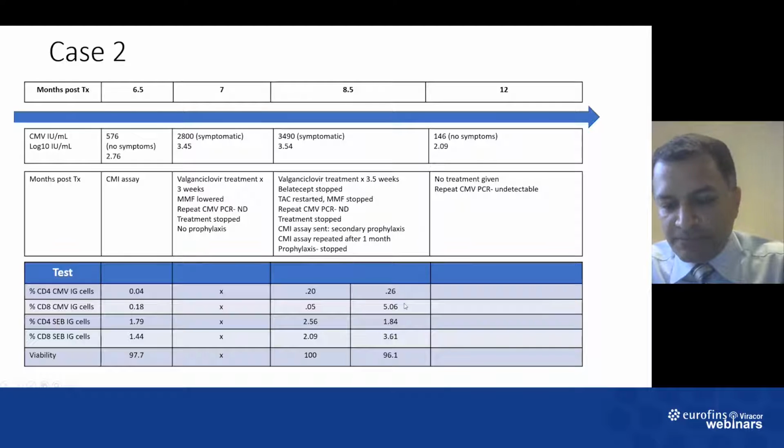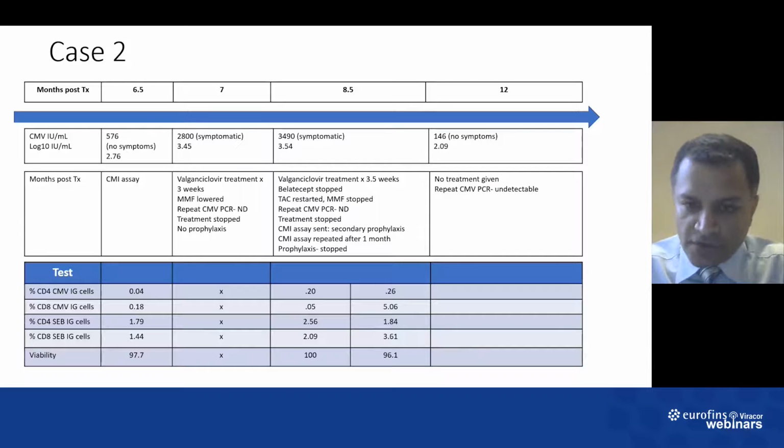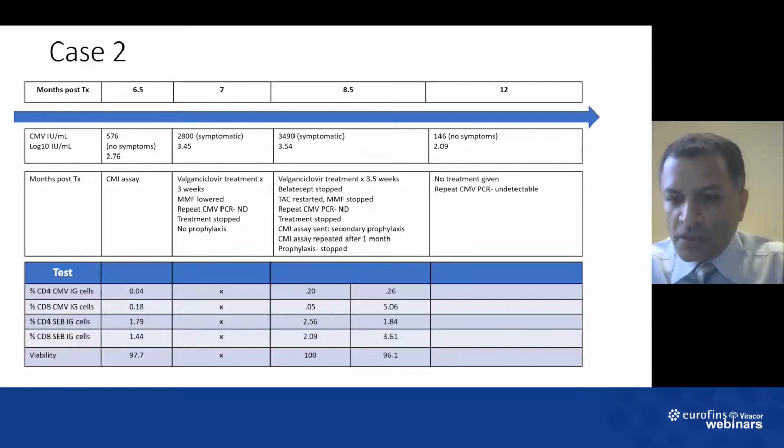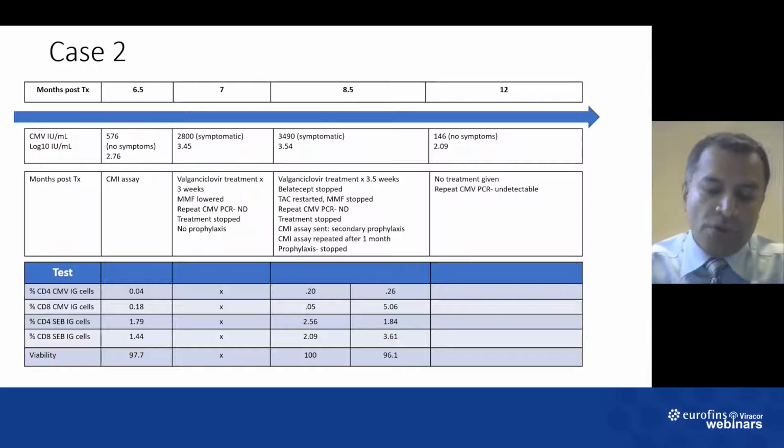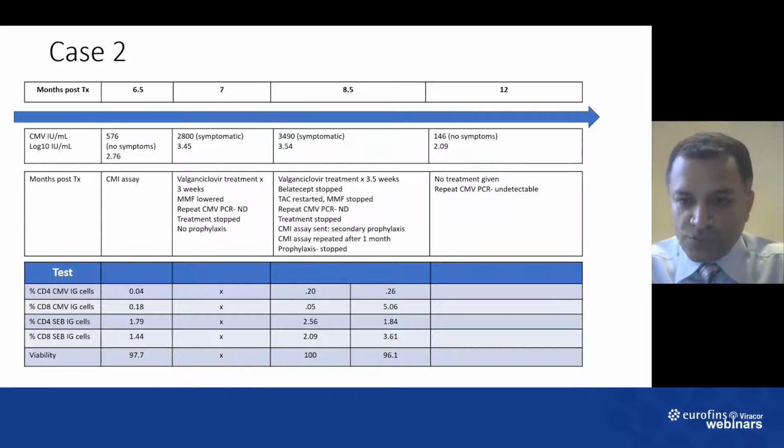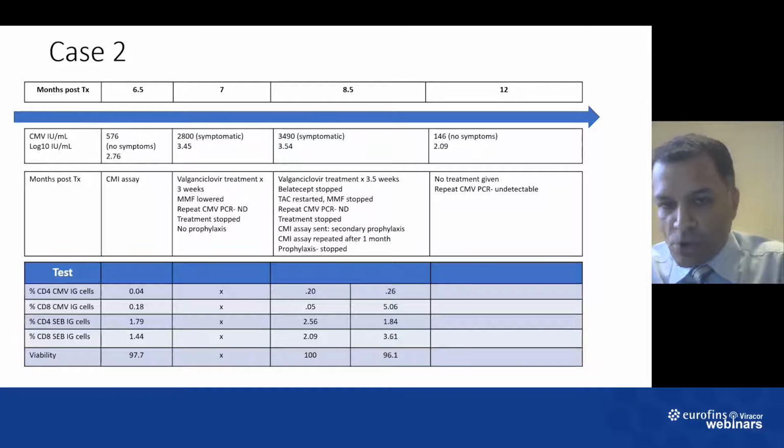And what you see in the repeat CMV assay is an improvement in the CD4 response and the CD8 response, which is above the expected cutoff associated with a lower risk of reoccurrence. So based on the clinical presentation, our ability to further lower the immune suppression, stopping the belatacept, and being able to monitor the tacrolimus levels, the decision was made to stop the prophylaxis.